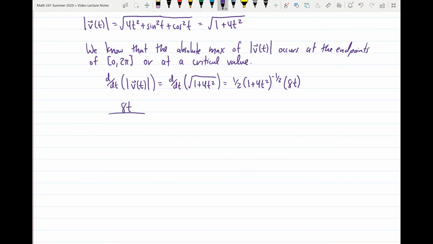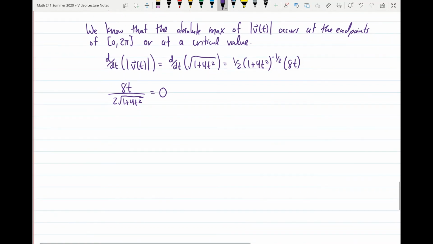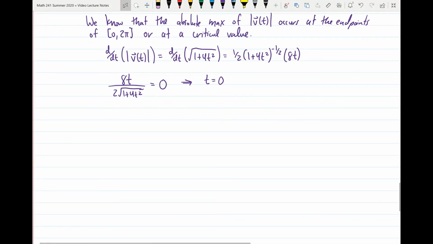So we have 8t over 2 times the square root of 1 plus 4t squared. And now we're going to set it equal to 0 and solve for t. Well, this expression is only equal to 0 if the numerator is equal to 0. And the numerator is equal to 0 only when t is equal to 0. So 8t equals 0 implies that t is equal to 0. And this is going to be our only critical value.